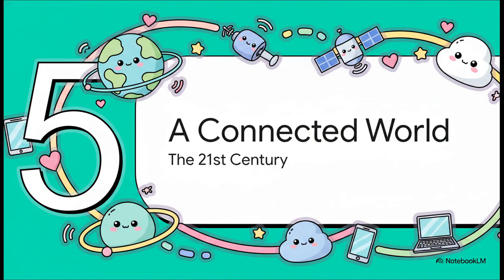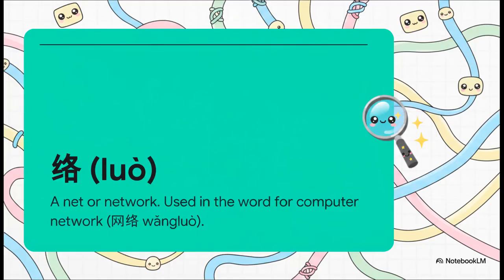But in the next chapter of our story, a totally different invention would connect the entire Earth in a way nobody could have even imagined. Welcome to our world, right now. This century has been defined by the computer network, or 网络. The character we're focusing on is luo. That's a falling tone, luo. The key is right there on the left.